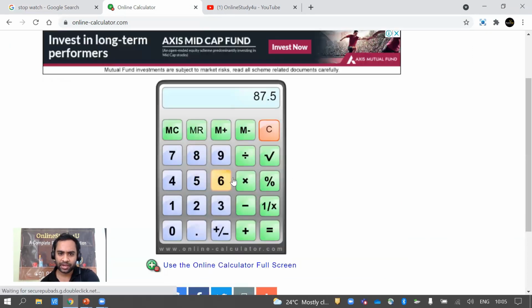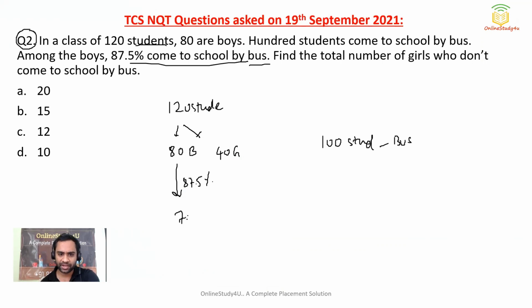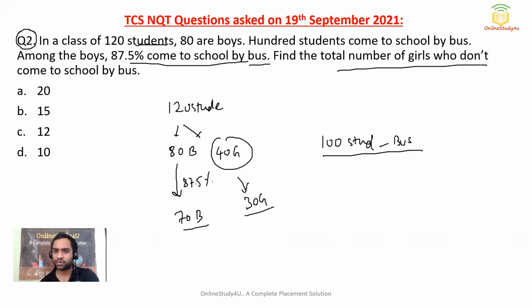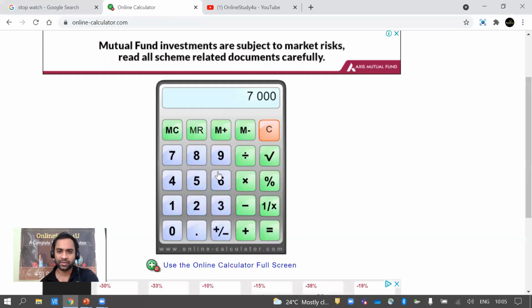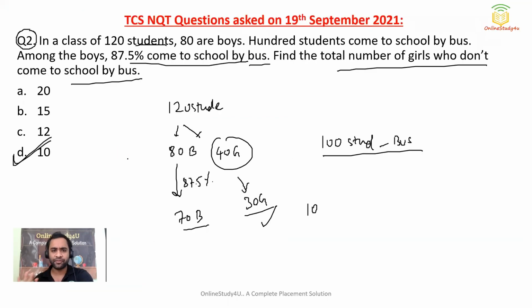87.5% of 80 will be equal to 70. So 70 boys are going by bus, so 30 girls will be going by bus, because the total is 100 students. Now they're asking, find the total number of girls who do not come to school by bus. So 30 of the 40 are going by bus, so 10 will not be going by bus. Now we can see the timer. We have done this in 47 seconds. Ideally, 1 minute also. This question we could have done because this is an easy sum.